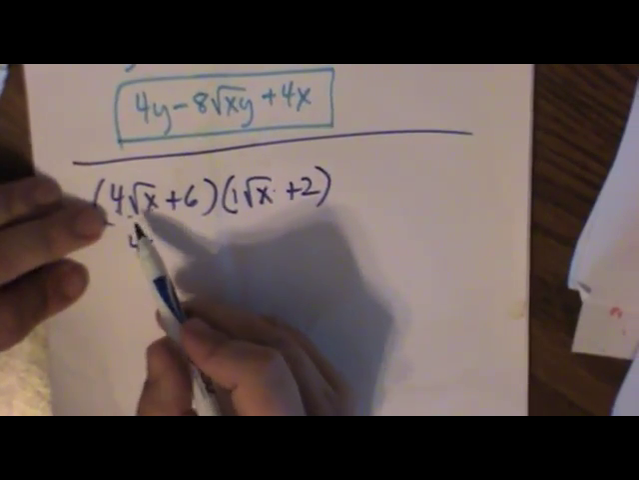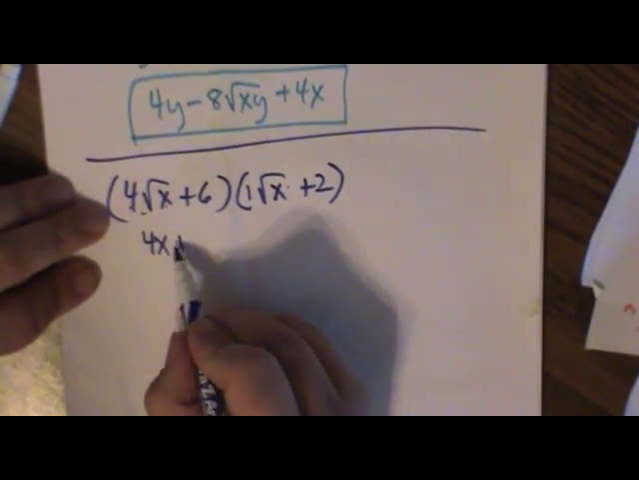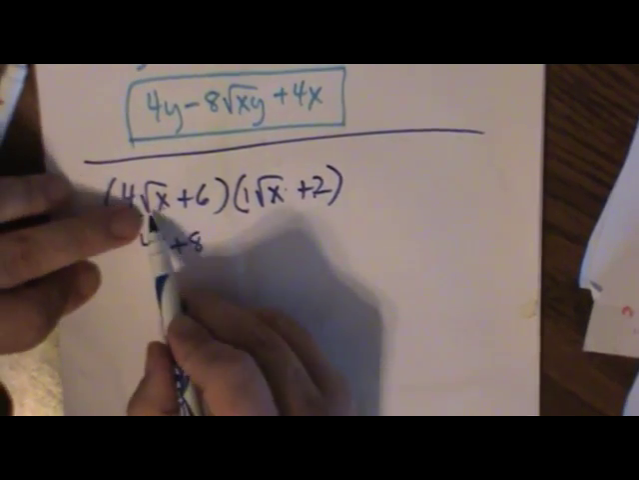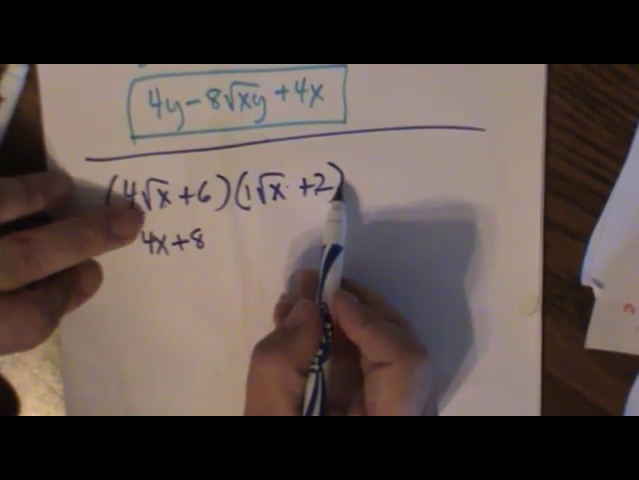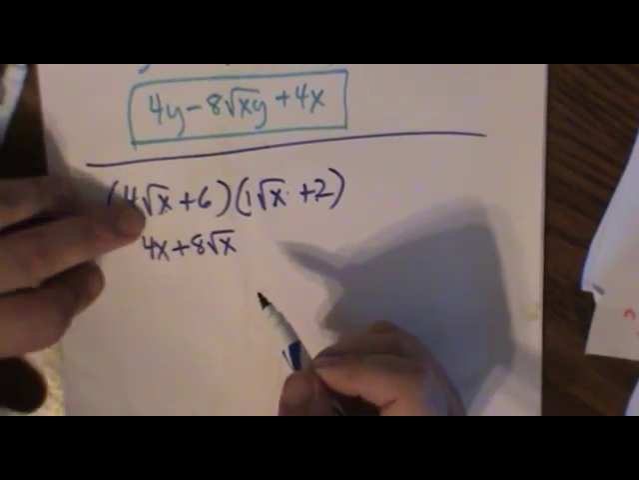Okay. Now let's do the outer times outer. Positive times positive is positive. 4 times 2 is 8. And then we don't have a square root on this side, so that's like timesing that by 1.